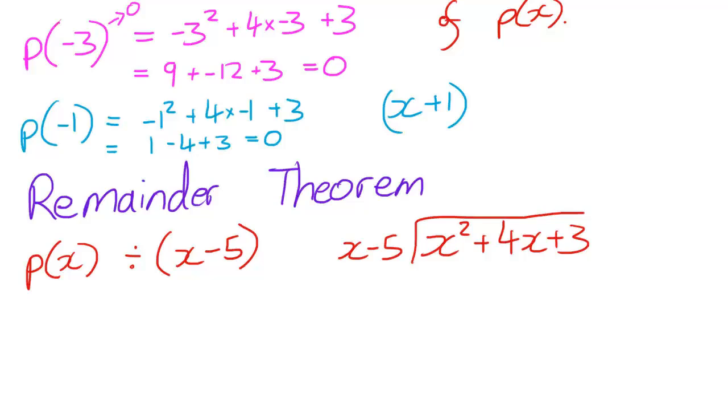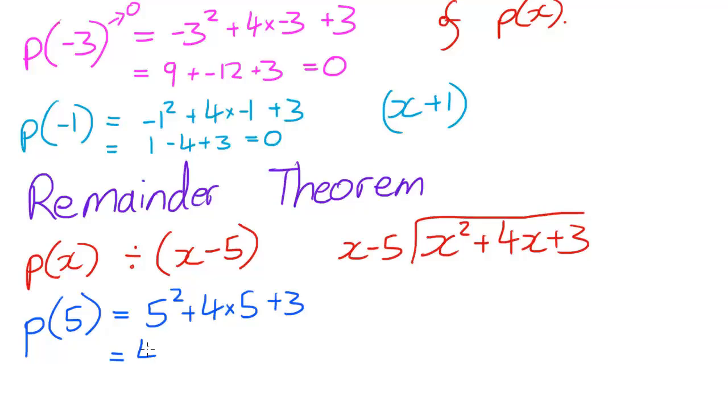So what we can do in our quicker way is say, right, so we have this minus 5 here. Again, we're going to change the sign. We're going to say, what is p of 5? What is p of 5 going to be equal to? It's going to be equal to 5 squared plus 4 times 5 plus 3, which is going to be 25 plus 20 is 45, plus 3 is going to be 48. So that is the remainder. That is our remainder when we have p of x divided by x minus 5.